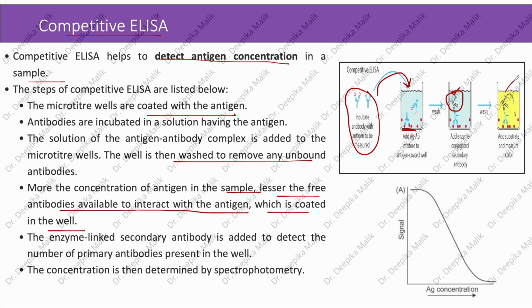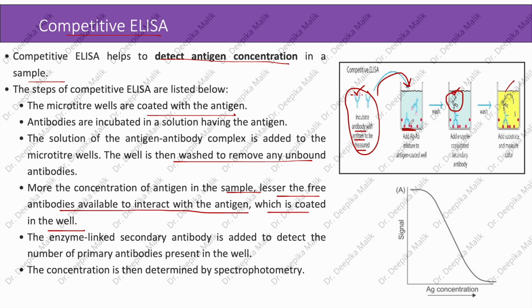As you can see here in the diagram, first we have incubated the antibody with the antigen to be measured. And if this antigen is specific to this antibody, it will occupy all the binding sites available on the antibody. Now, when we add this mixture to a well already coated with the antigen, there will be fewer free antibodies available to interact with these red antigens.